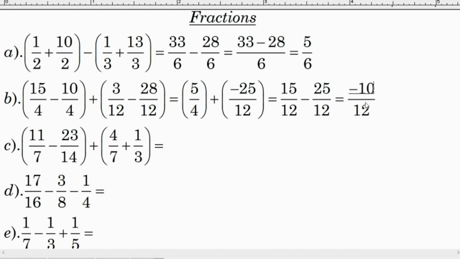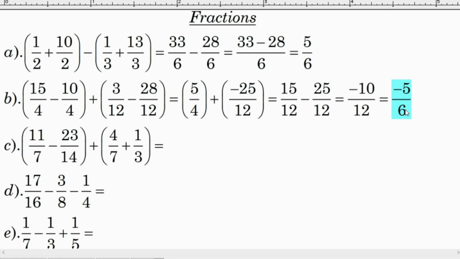Okay, so then we have to simplify the numerator with the denominator. So minus 10 divided by 2, that will be equal to minus 5. 12 divided by 2 equals 6. So that will be minus 5 divided by 6 is the final answer.